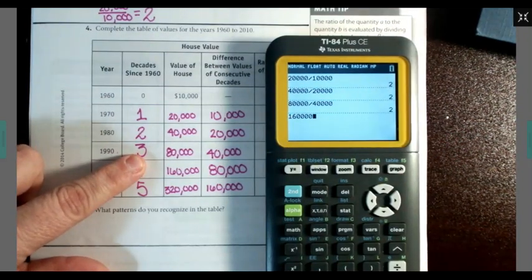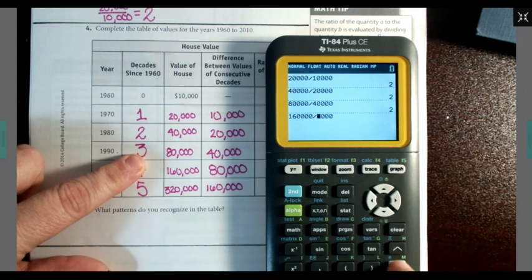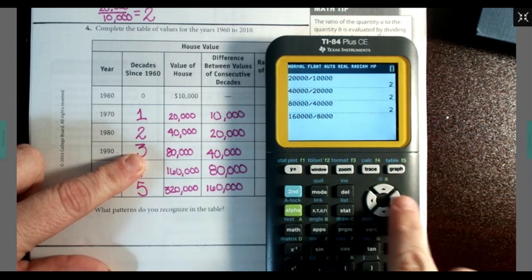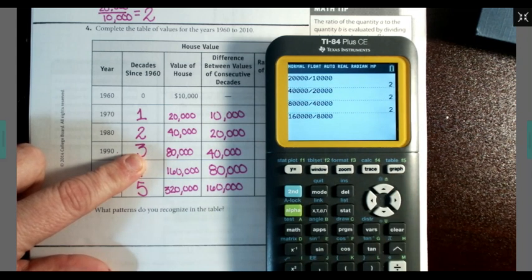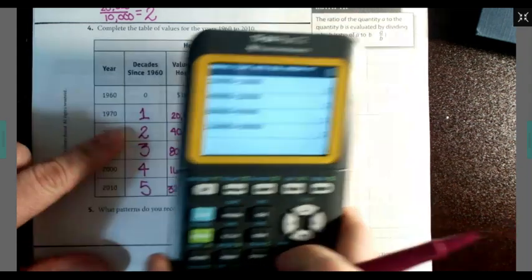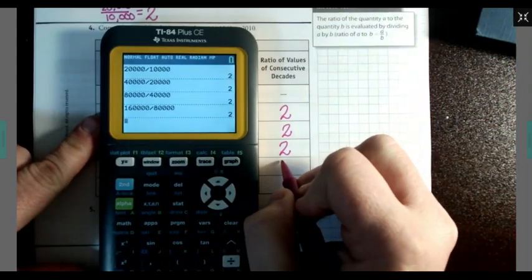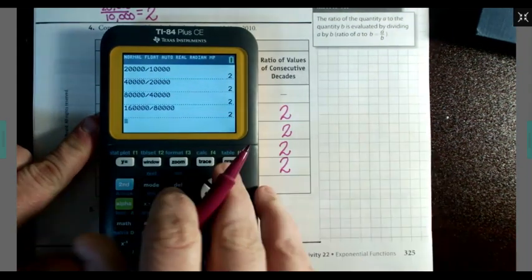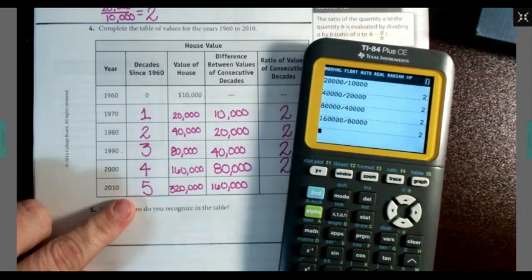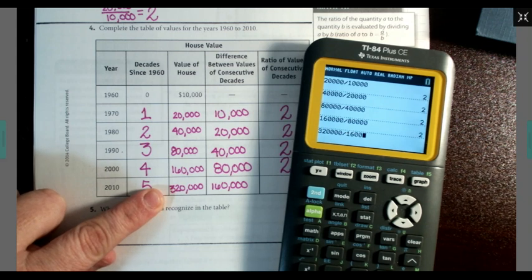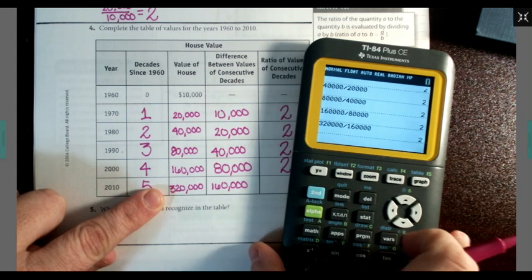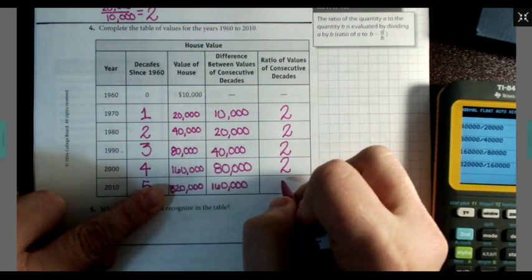160,000 minus 80, sorry, not minus, divide. Divide 160,000 by 80,000. That's 2. And this time we're going to do 320,000 divided by 160,000. That's 2.